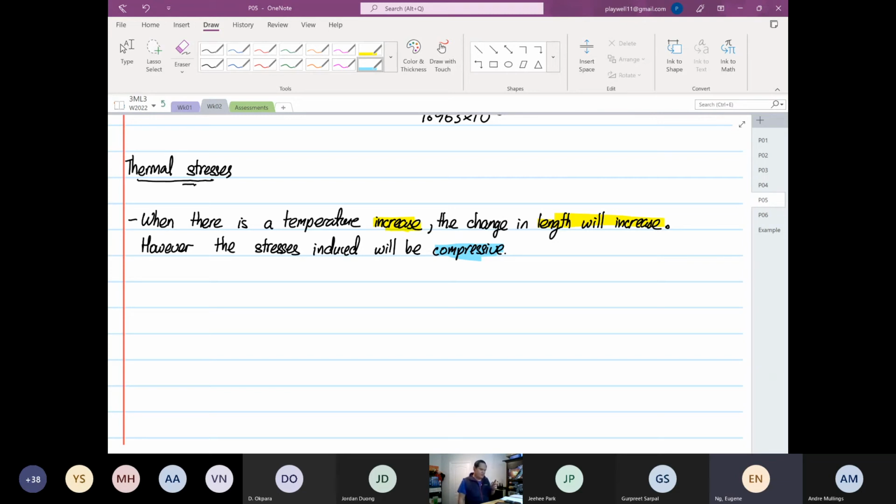When you grasp this concept, thermal stresses are very easy. A lot of times students struggle with this fact: that when temperature increases, you get compressive stress.